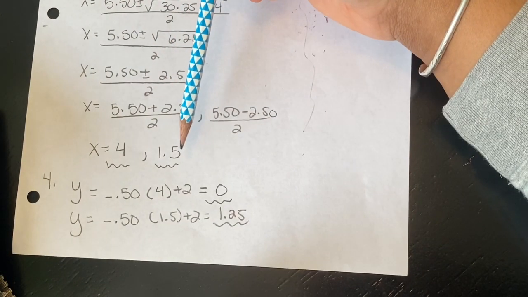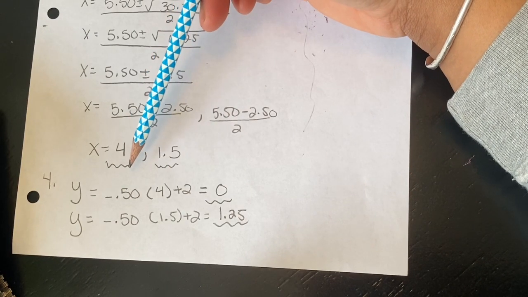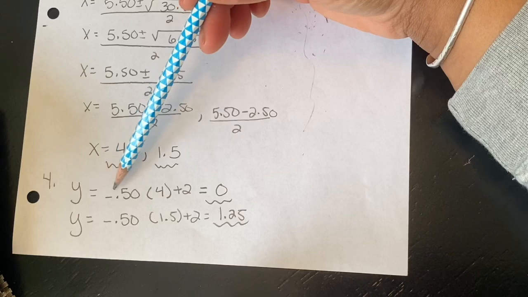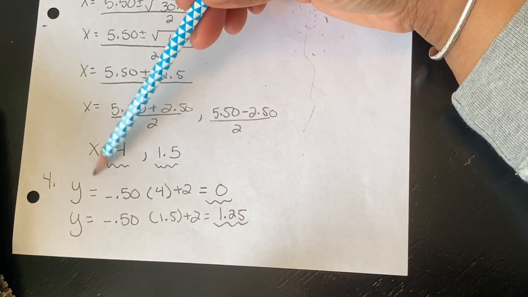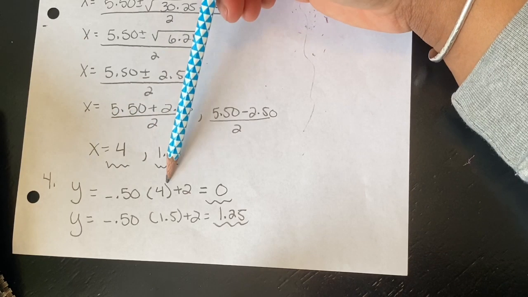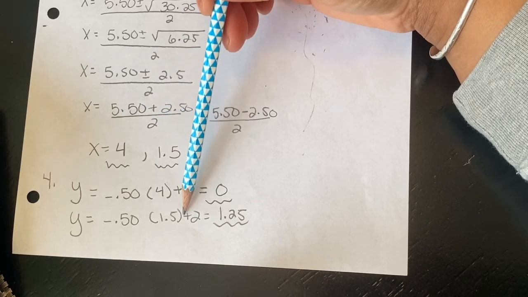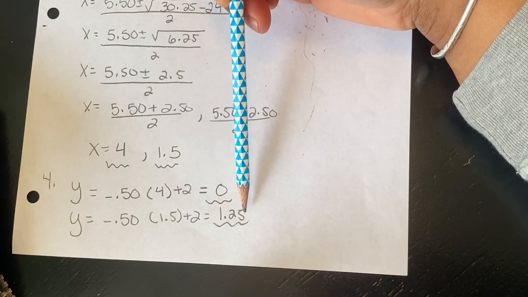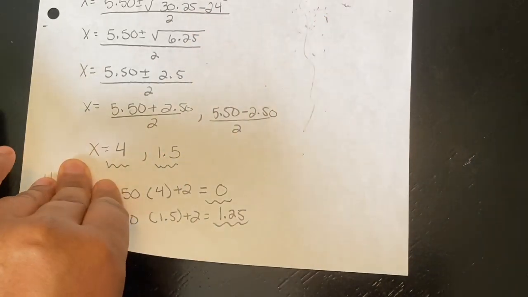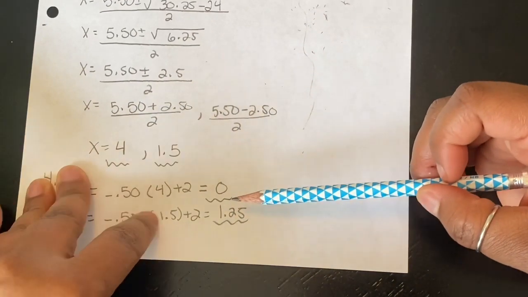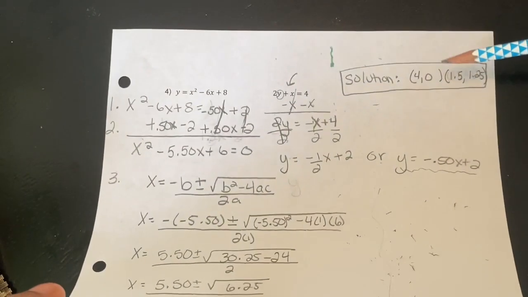Once you find your x values, you plug them into your linear function, which was y equals negative 0.50x plus 2. You plug in your 4, which is our first x, and I got out 0. Then I plug in my 1.5 and I got out 1.25. That means my solutions are the points (4, 0) and (1.5, 1.25). And I wrote them up here.